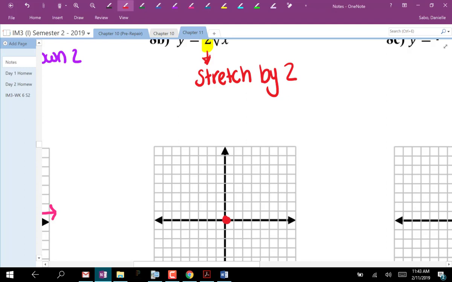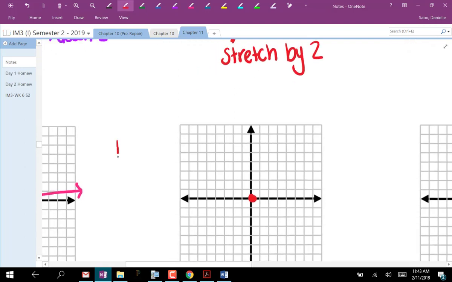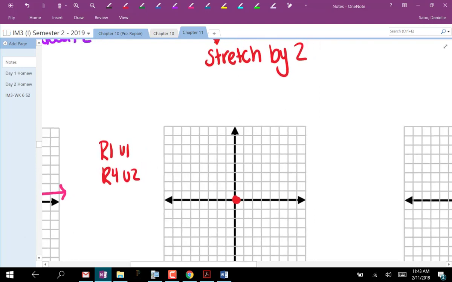And then we use our pattern. Let's write our pattern out off to the side. I go right 1, up 1, right 4, up 2. And the more you write it, you're going to be shocked at how much you start to memorize it. But if we stretch by 2, let's talk about that. If your graph stretched by 2, would you multiply the right or the up by 2 if you're stretching by 2? What do you think? So, what'd you say? The up part.